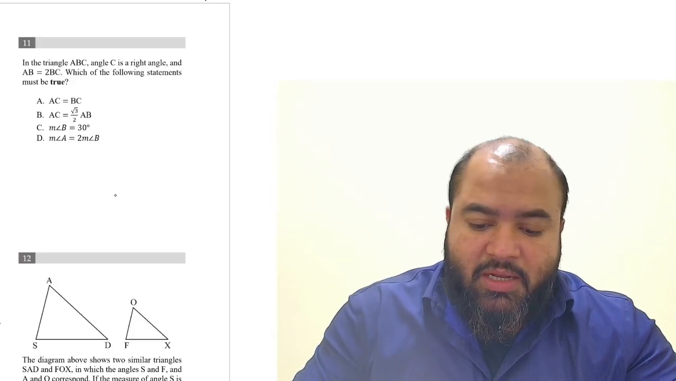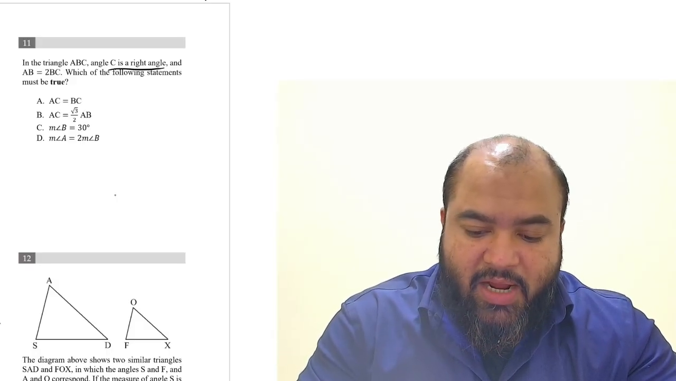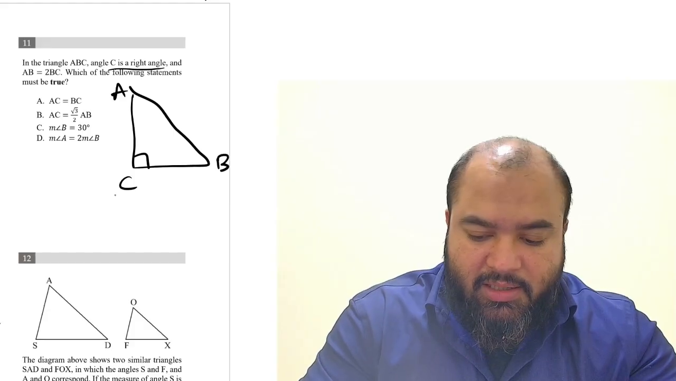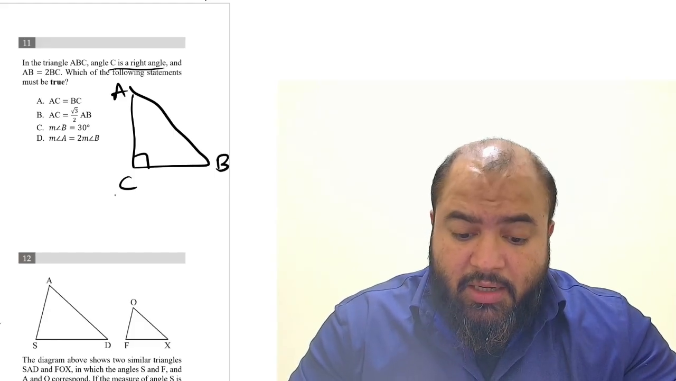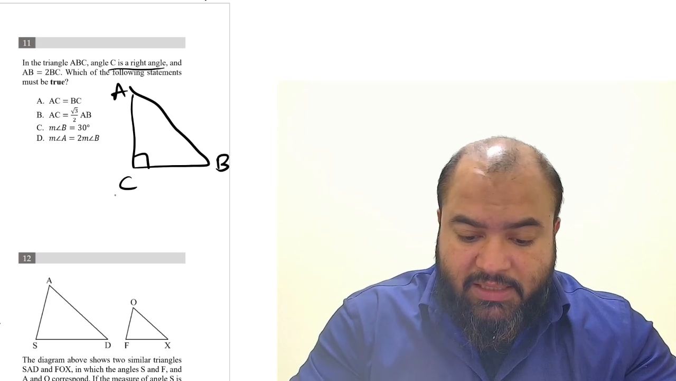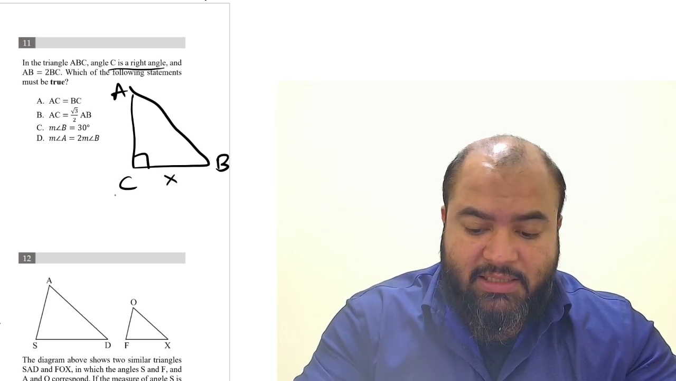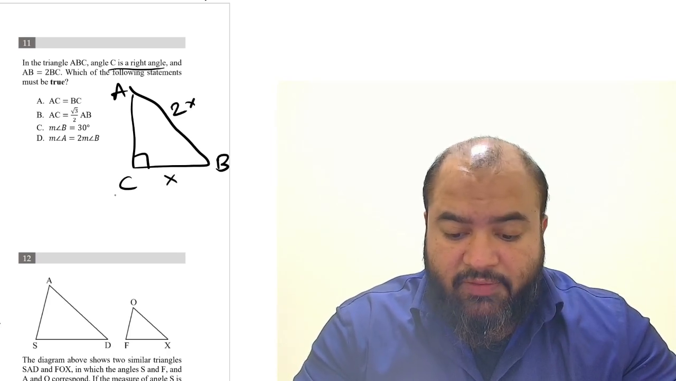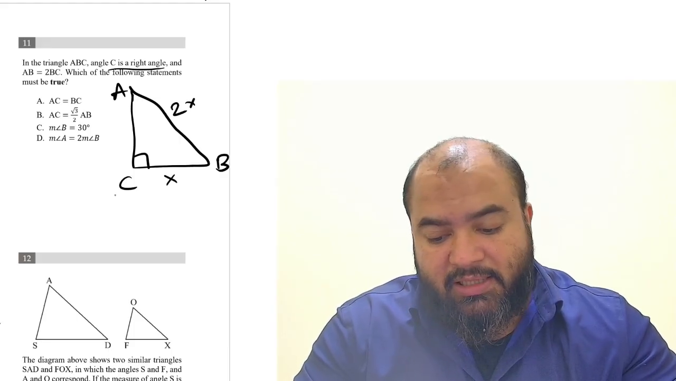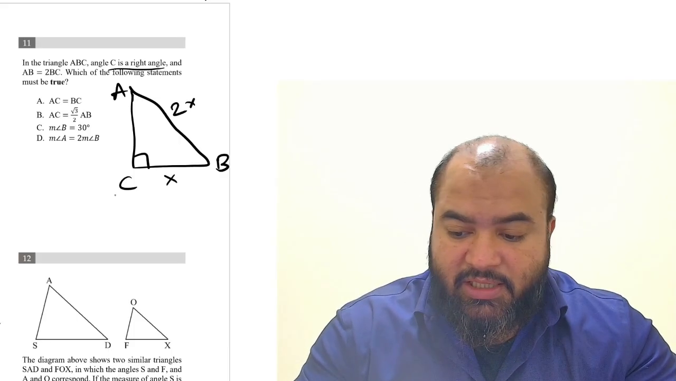Number 11. In a triangle ABC, C is the right angle. A and B are the other 2 points. Now, AB is equal to 2BC. So whatever the BC is, let's say X, AB is twice. Which of the following statements must be true? Now, one thing you have to understand, this happens in a right triangle only.